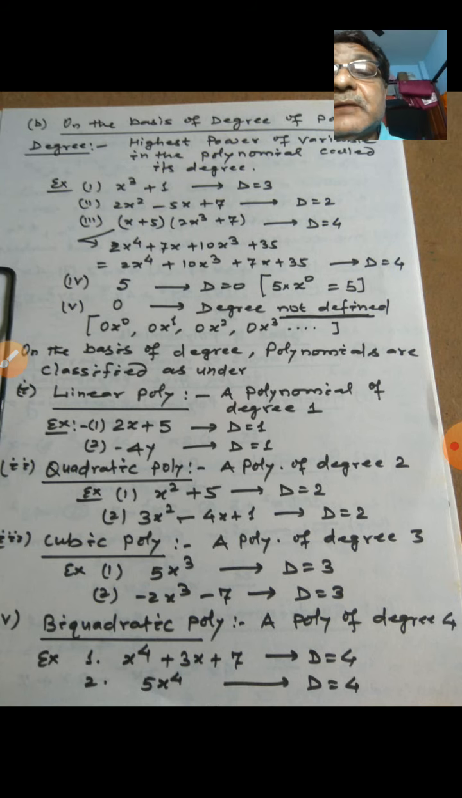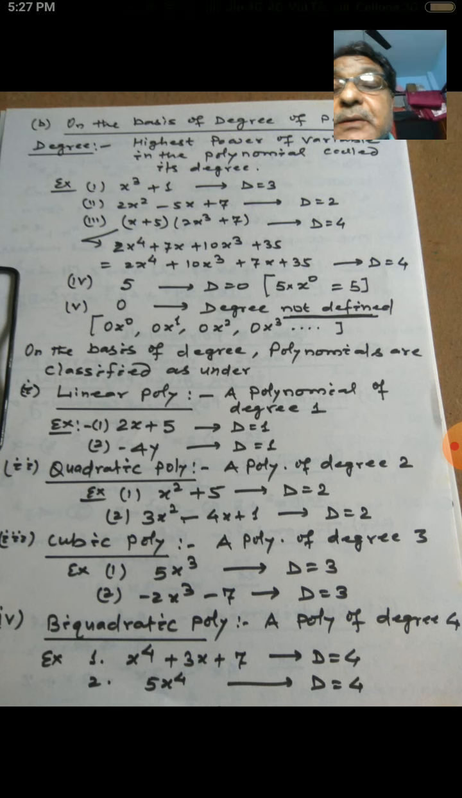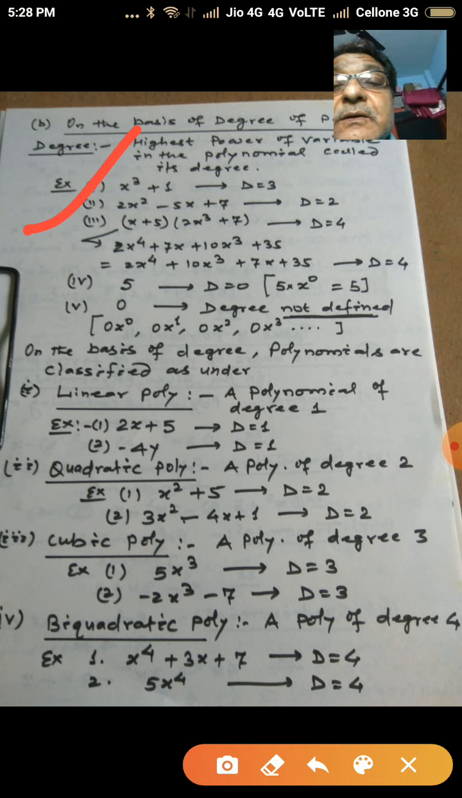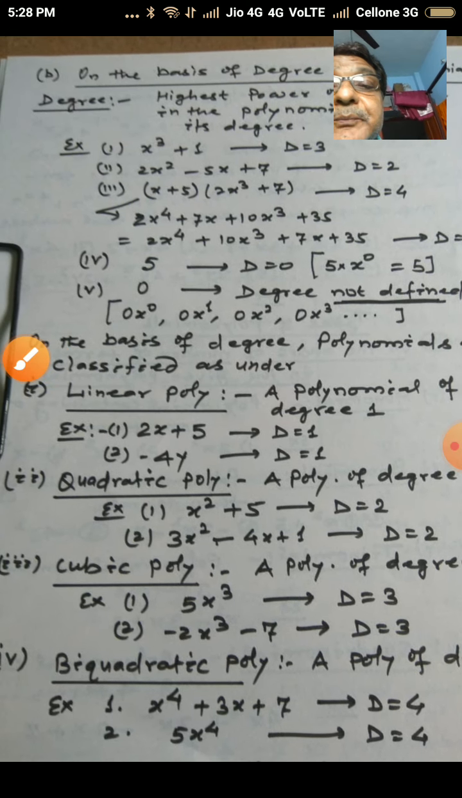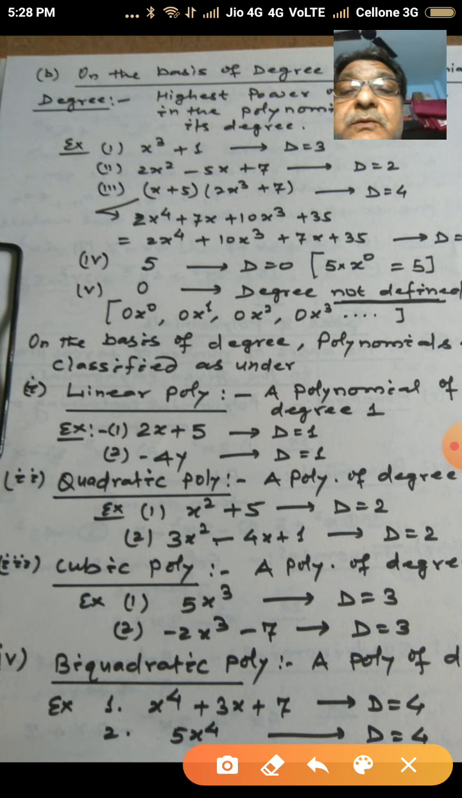So as we have taken here as examples, you see the first one is x cube plus 1, so it is having degree 3. Similarly, in the second example, 2x square minus 5x plus 7, degree 2.